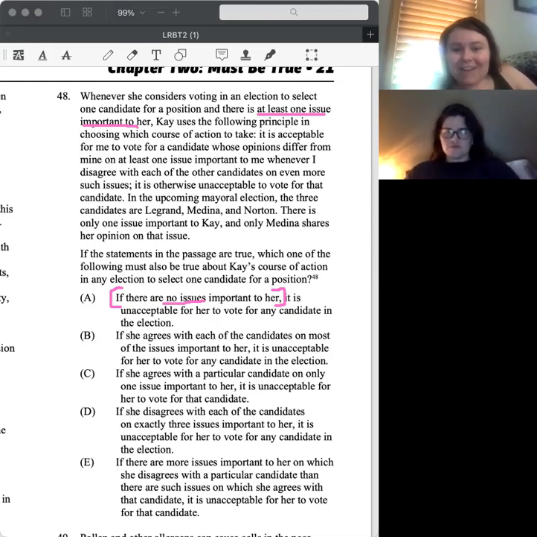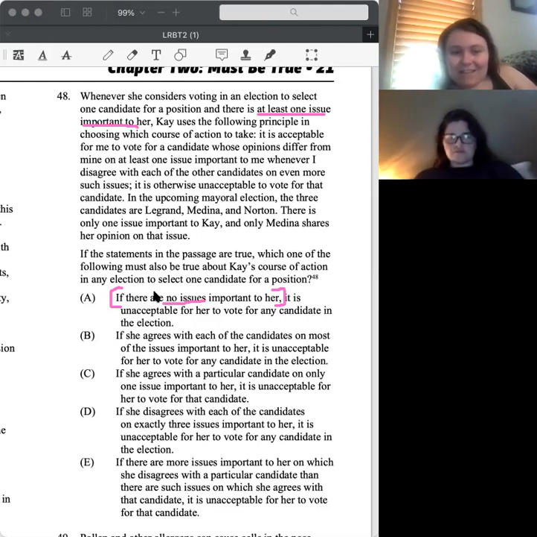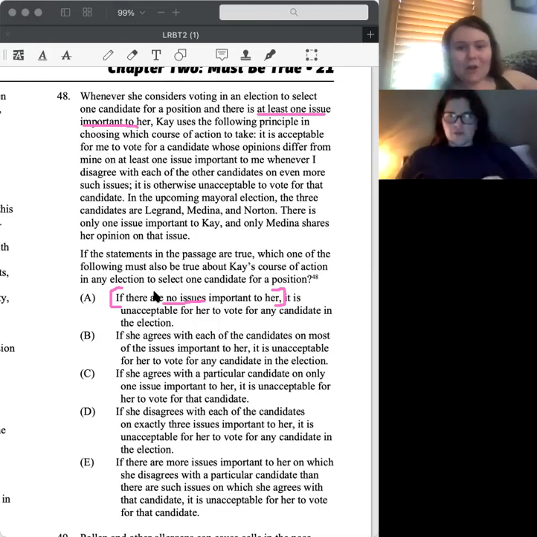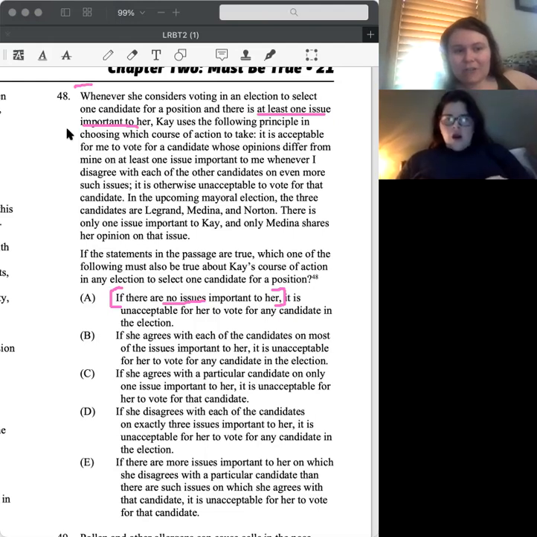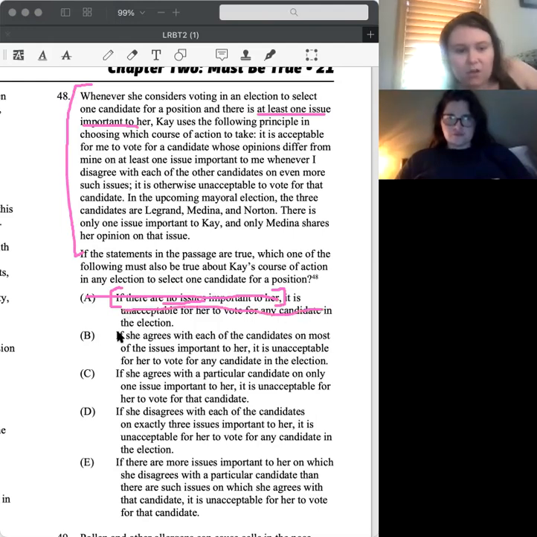No. So this is a very tricky answer, and they put it for A for people to select it and move on. But technically, if she doesn't care about anything, we don't know what happens, because in our situation here specifically, there is one specific issue important to her. So since we don't know what would happen in this situation, we get to cross it off.